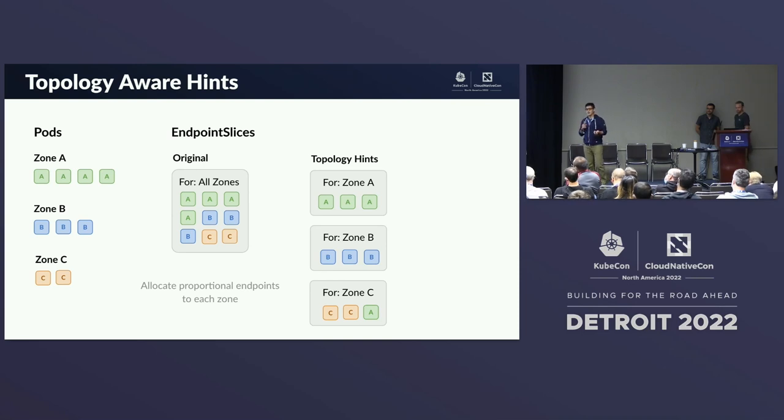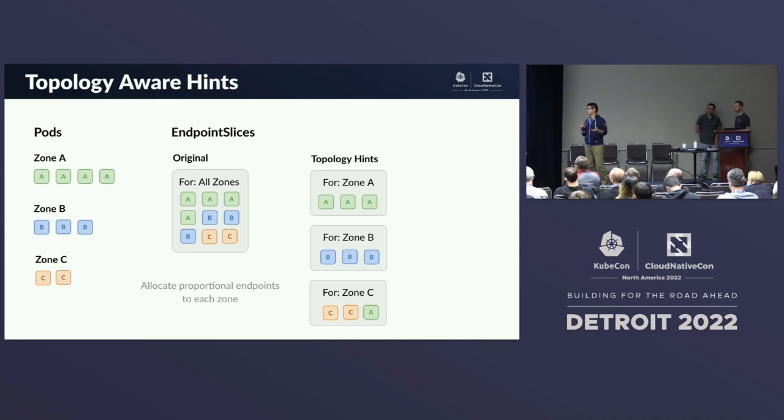What topology-aware hints does is actually use the topology, which is like the zone information, to separate these so you can control where your traffic is going. I know that in a lot of cloud providers, there's a charge when you send traffic across zones. So this feature lets you keep your traffic within zones as much as possible.